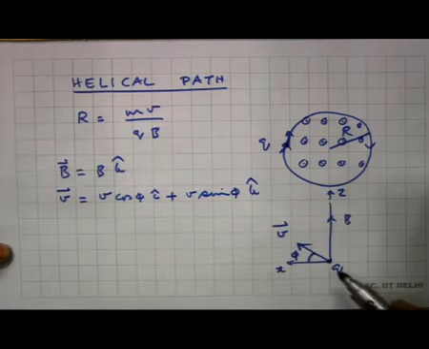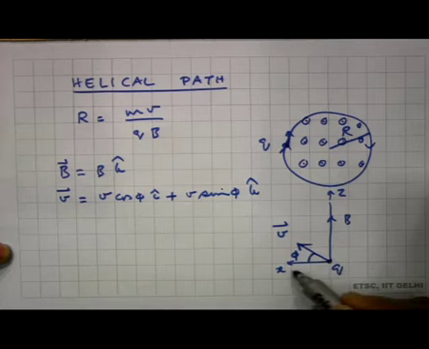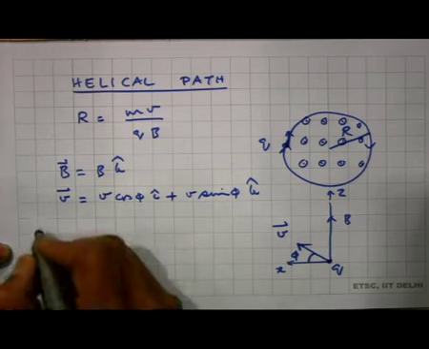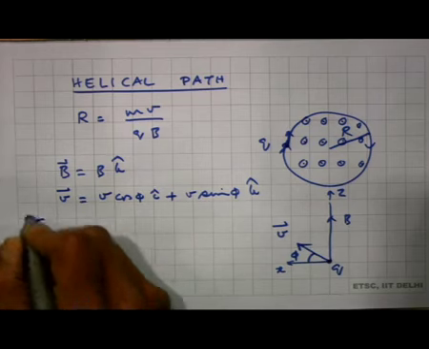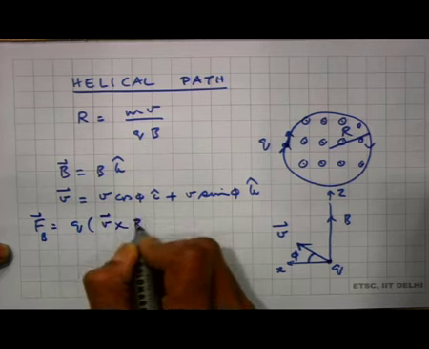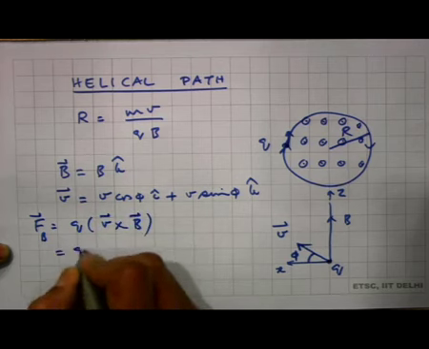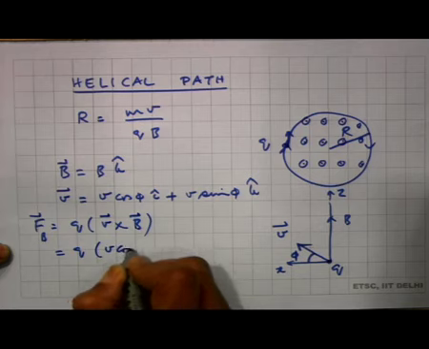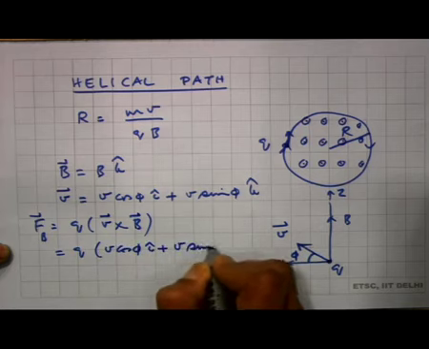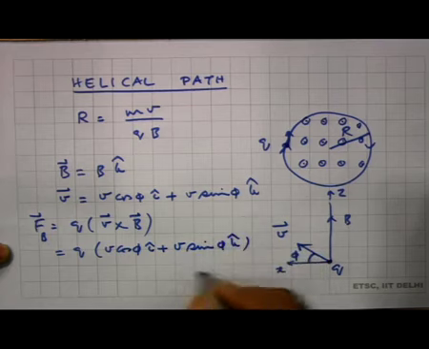The velocity of the particle has two components, one perpendicular to the magnetic field, which is v cos phi, and one parallel to the magnetic field, which is v sin phi. So what is the magnetic force on the particle? Q v cross B, which is equal to q times (v cos phi i cap plus v sin phi k cap) cross B k cap.